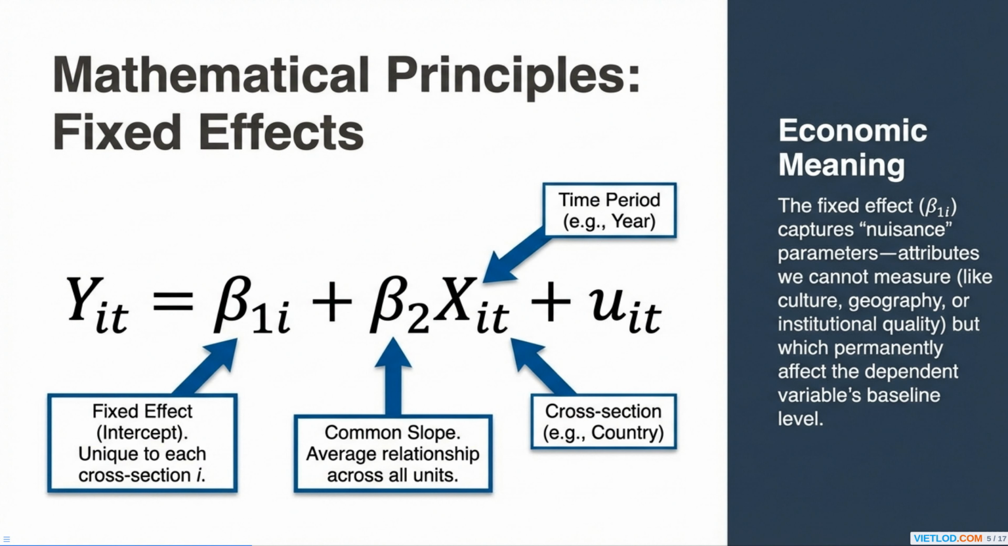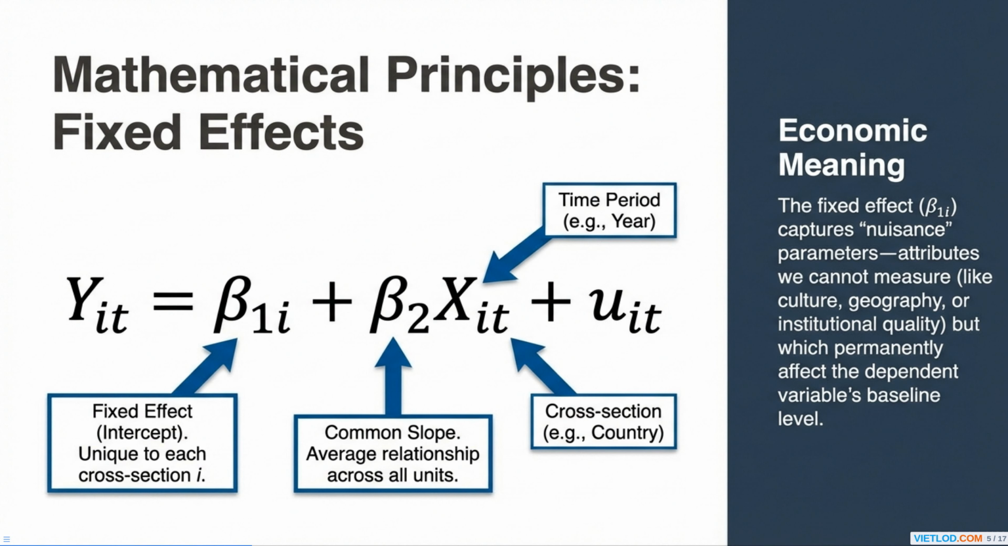The standard fixed effects model is represented by this equation. Here, Y_it is the dependent variable for cross-section i at time t. The key component is beta 1i, the fixed effect. It's a unique intercept for each cross-section i, capturing all time-invariant characteristics of that unit. In contrast, beta 2 is the common slope. It represents the average relationship between the independent variable, X_it, and Y_it across all units.